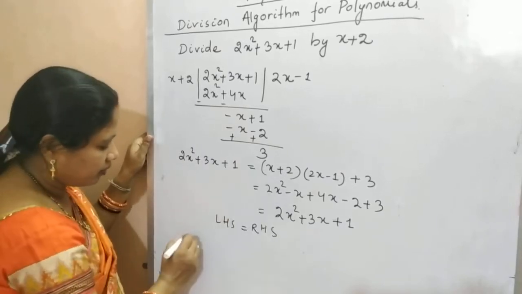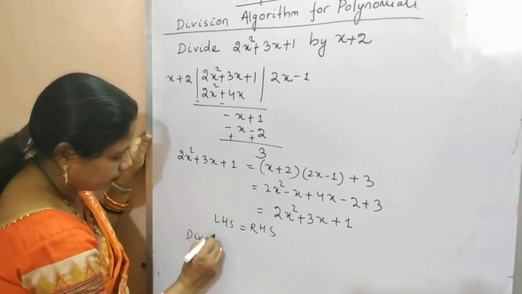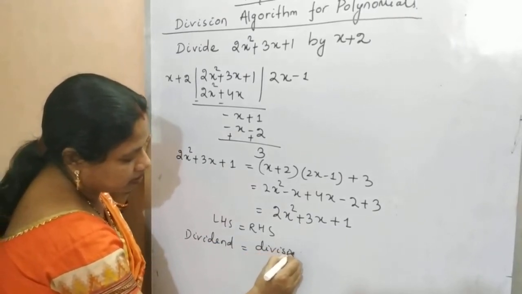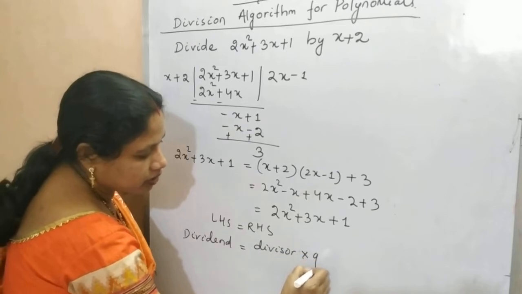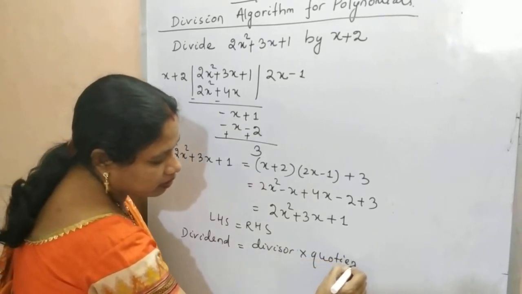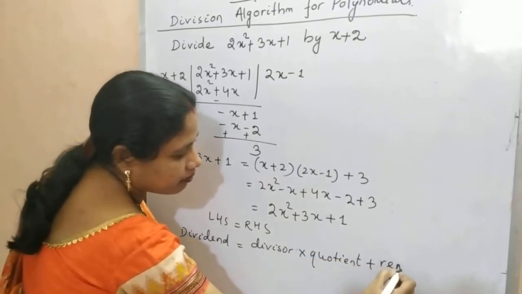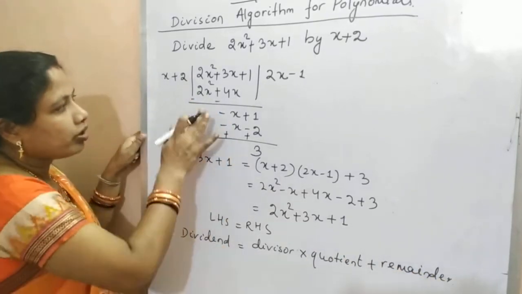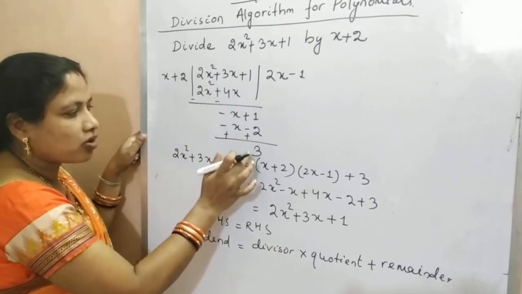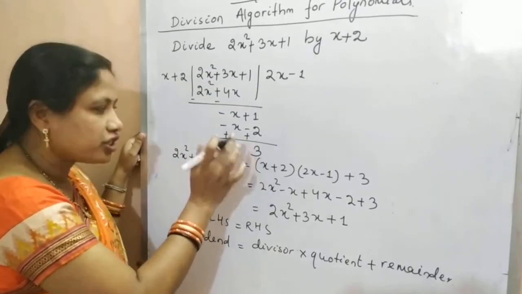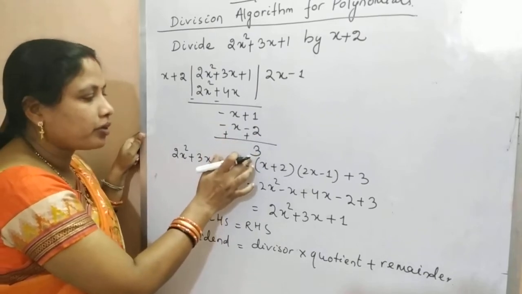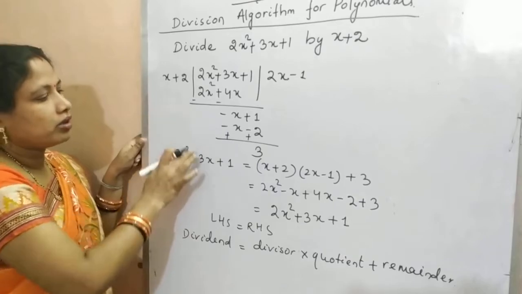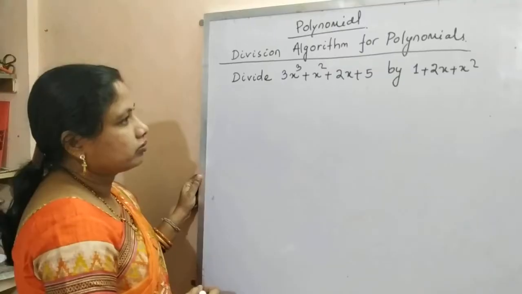So here we prove that dividend is equal to divisor multiplied with quotient plus remainder. One thing you have to remember, we will continue this division process until we get a remainder 0 or another polynomial which has a degree less than the degree of the divisor. So here remainder is 3.